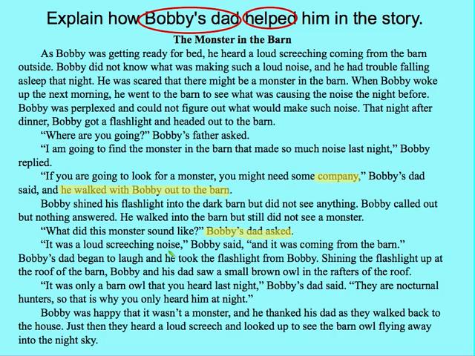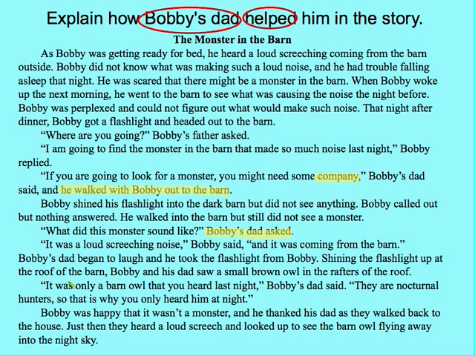"It was a loud screeching noise," Bobby said, "and it was coming from the barn." Bobby's dad began to laugh, and he took the flashlight from Bobby. Shining the flashlight up at the roof of the barn, Bobby and his dad saw a small brown owl in the rafters of the roof. "It was only a barn owl that you heard last night," Bobby's dad said. "They are nocturnal hunters, so that is why you only heard him at night." Bobby was happy that it wasn't a monster, and he thanked his dad as they walked back to the house. Just then they heard a loud screech and looked up to see the barn owl flying away into the night sky.